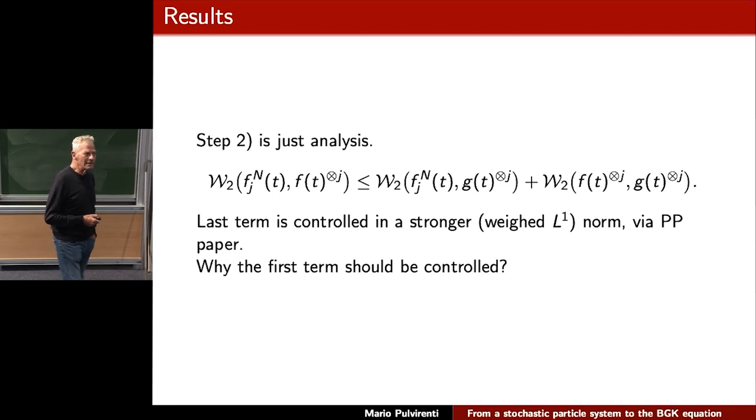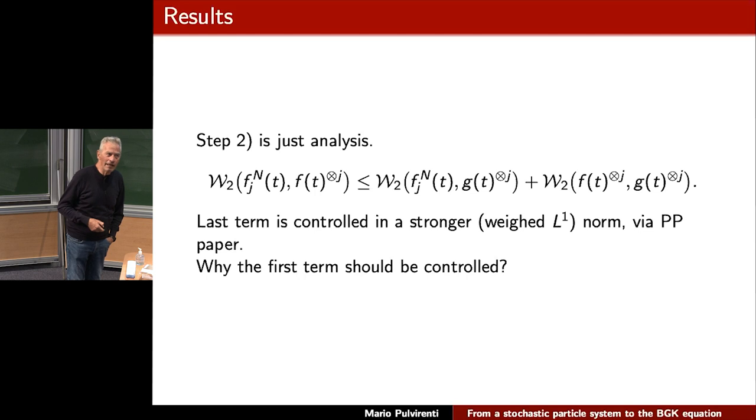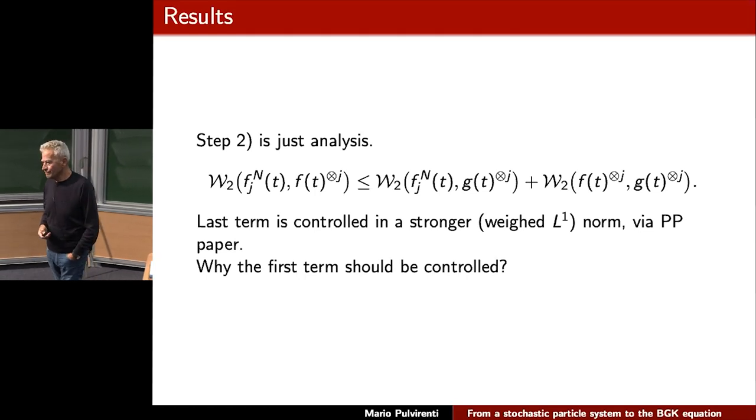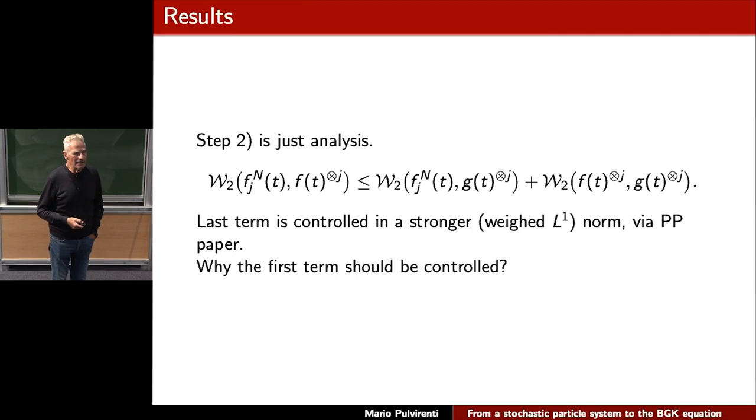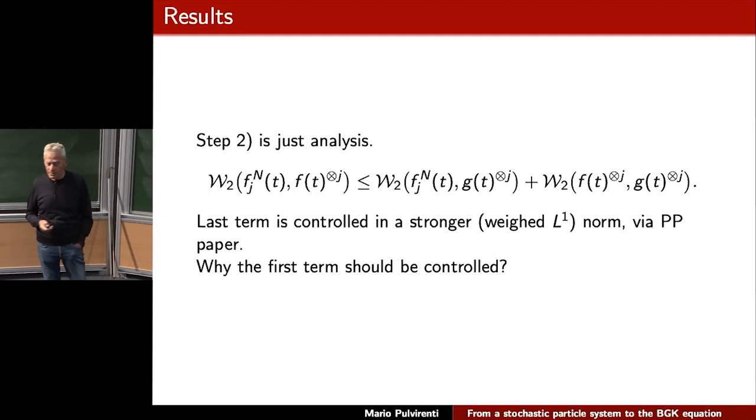Why W2 and not another norm? Well, in this part, we use a weighted L1 estimate, and so the convergence is much stronger. L1 is stronger than W2. But here, we use the law of large numbers, which of course doesn't work in L1. So we need the weak convergence. The topologies of such two steps are not agreeing.